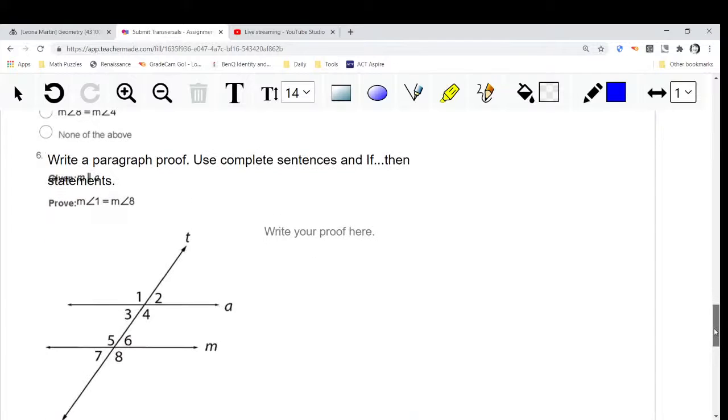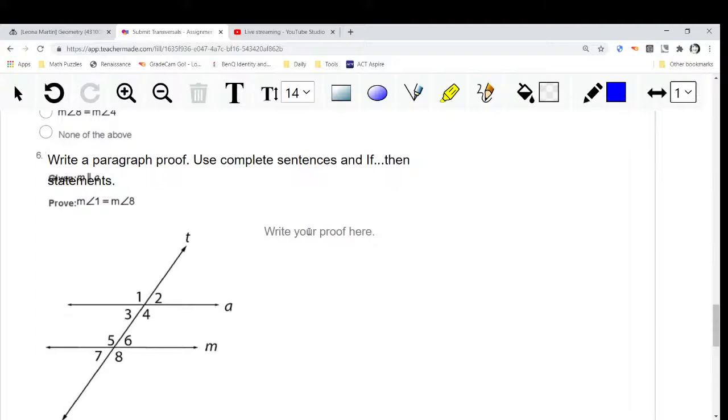Now, look at this paragraph proof one. See this where it says given right here? I don't know how this happened either. But all it's telling you in given is that the lines A and M are parallel. So it says line A is parallel to line M. And you're going to write a paragraph proof.